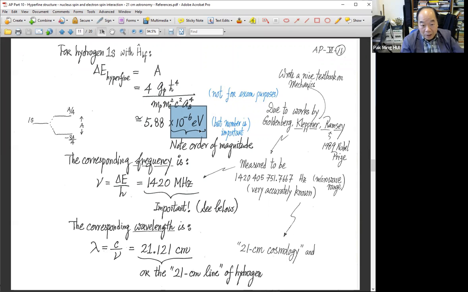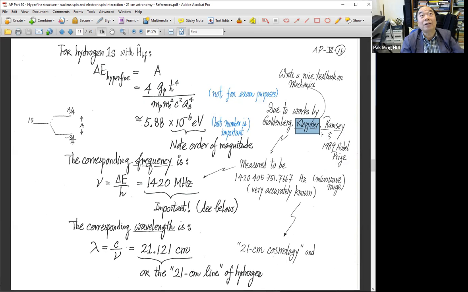Now, this was first measured in experiments on hydrogen by this group of physicists. Among them, Ramsey from Harvard got the Nobel Prize in 1989, partly for this work. And Kleppner is someone that you know. If you learn lower level year 2 mechanics, he wrote a very good textbook.